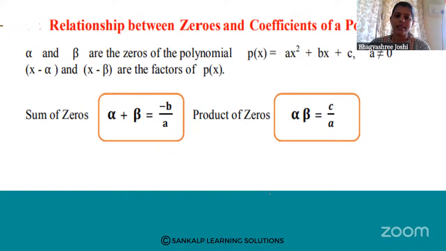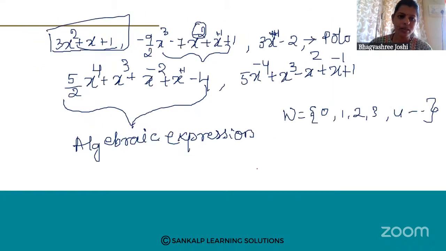Okay. Next, another important thing we are going to observe in this lesson is zeros of the polynomial. Okay. Zeros of the polynomial. So here zeros are the heroes in this chapter. Zeros of the polynomial. What do you mean by zeros?